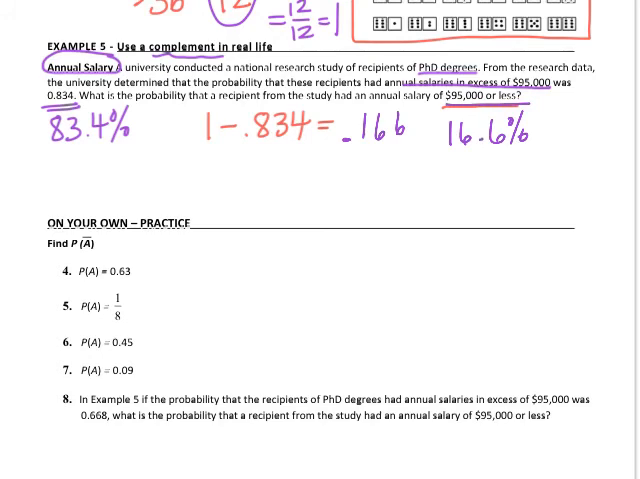So looking at the percentages, you can tell that the majority, 83%, do earn more than $95,000. But there are some people, a small percent, that earn less than $95,000. Again, a complement is taking the number 1 and subtracting the decimal form, or if you had this in a fraction form, you'd need to subtract it from 1 anyways. All right, so let's take a look at the on your own problems down here.